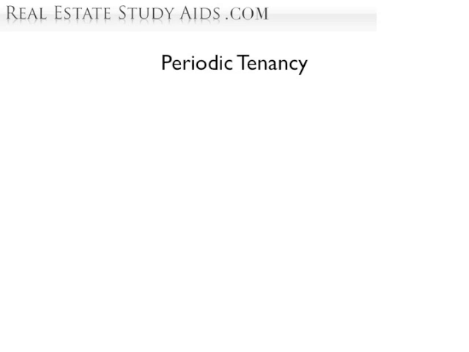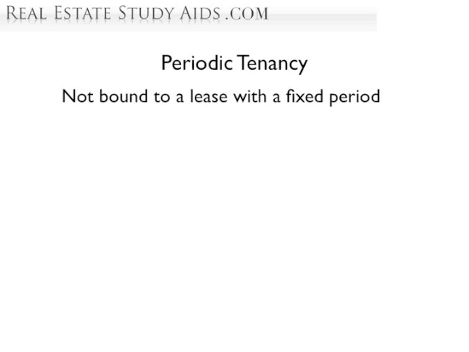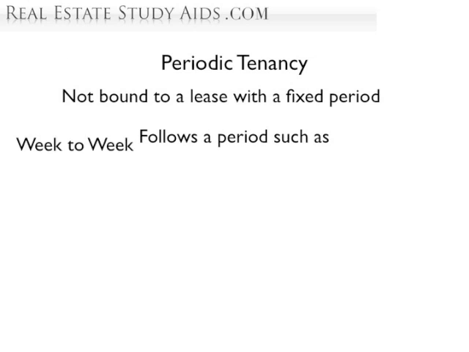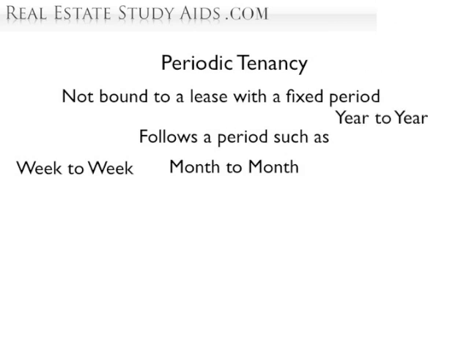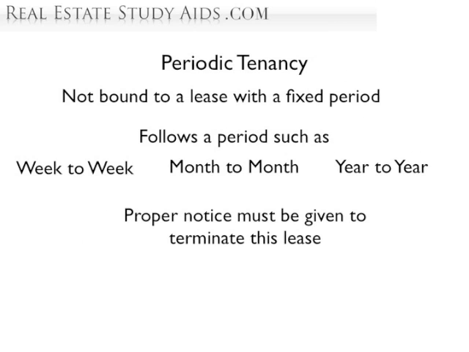Periodic tenancy, which is also known as an estate from year to year, is a tenancy that is not bound to a lease with a fixed period like an estate for years does. A periodic tenancy follows a period such as month to month, week to week, or year to year. Proper notice must be given to terminate this lease.